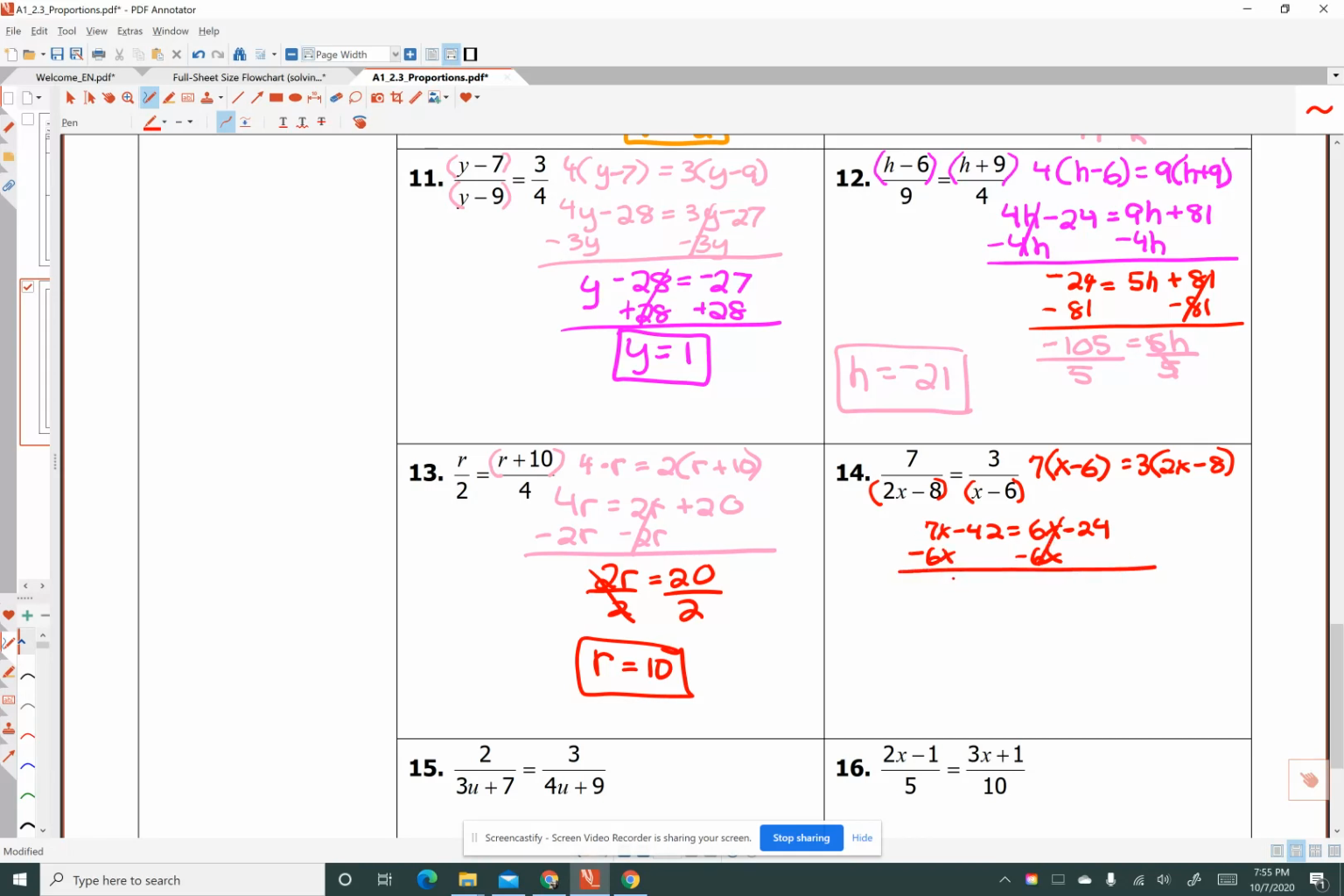7 minus 6 is 1x. That's an invisible 1 there. x minus 42 equals negative 24. I'm going to add 42 to each side of the equation. And I'm left with x equals 18.